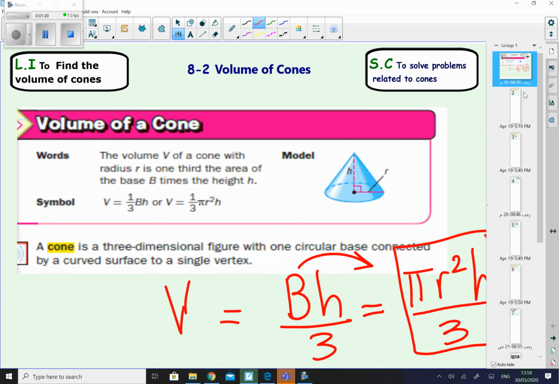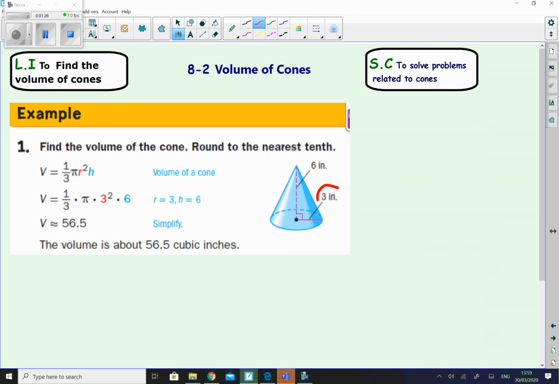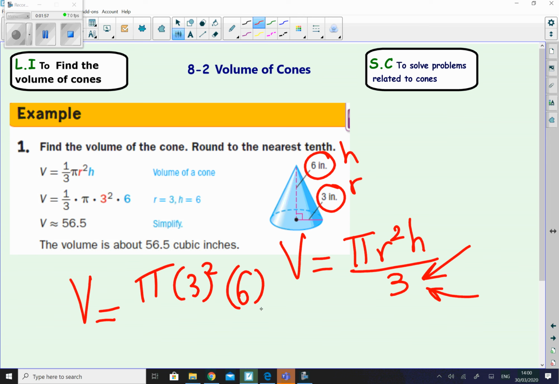Let's take an example. For example, this one I have here, that's the radius r, and that's the height here, and he wants to find the volume. So the volume will be equal to pi r squared times height divided by 3. Don't forget the 3. If you have a cone, you need to divide by 3. It's very important. Okay, so the volume is going to be pi r squared. I know the r is 3, so it's pi times 3 squared times height, which is 6, and then divide by 3.